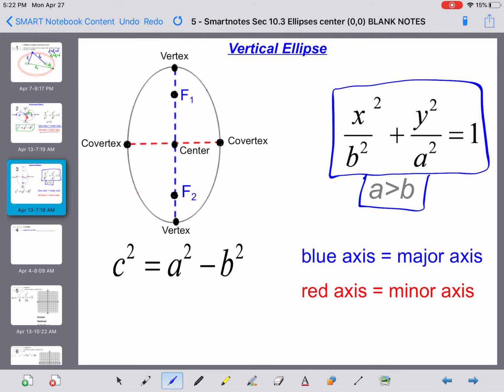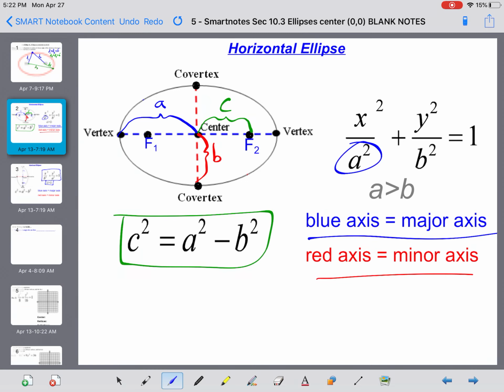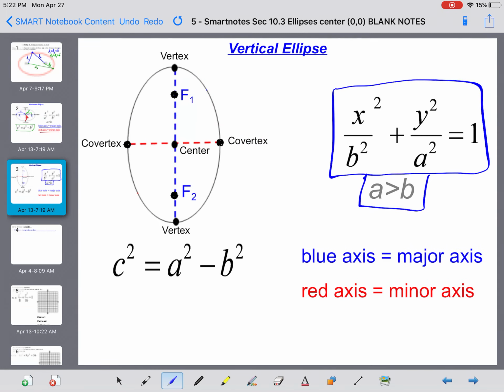So basically, in the first one here, you're going to have a bigger number under the x value. In the second one here, vertical, you're going to have a bigger number under the y. That's how you know whether it's a horizontal or a vertical ellipse. This little equation is the exact same thing. c squared equals a squared minus b squared.